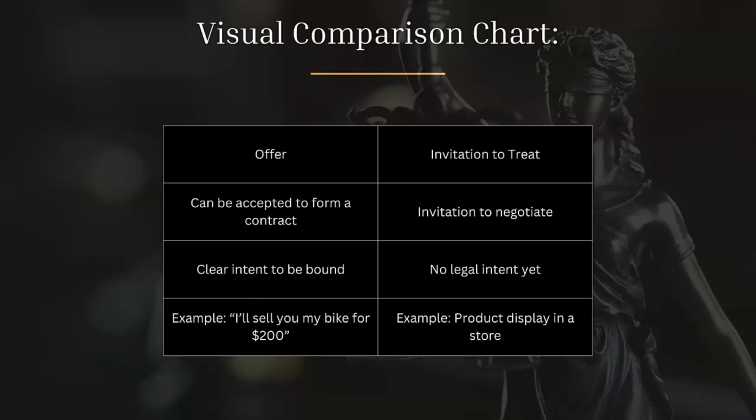Visual comparison chart. Offer: can be accepted to form a contract, clear intent to be bound. Example: I'll sell you my bike for $200. Invitation to treat: invitation to negotiate, no legal intent yet. Example: product display in a store.